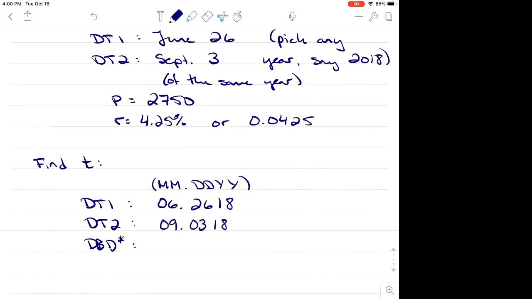So now, back into our date function, second date, and 06.2618, enter. 09.0318, enter. Scroll down to your days between dates and compute, and you should get 69 days.